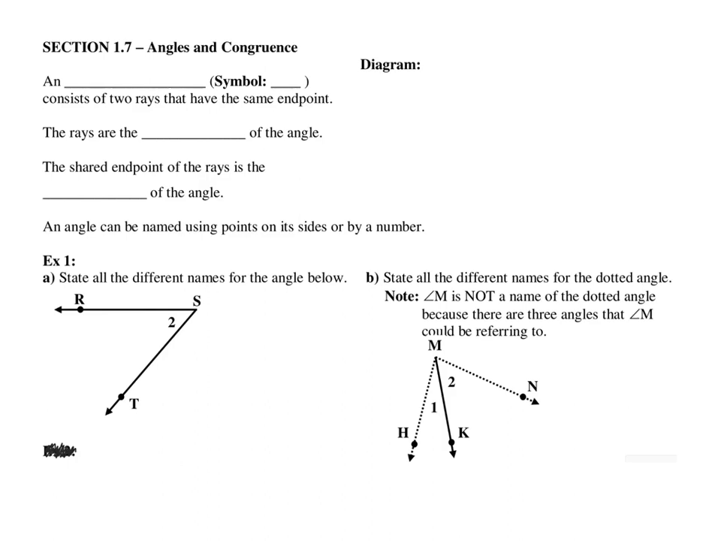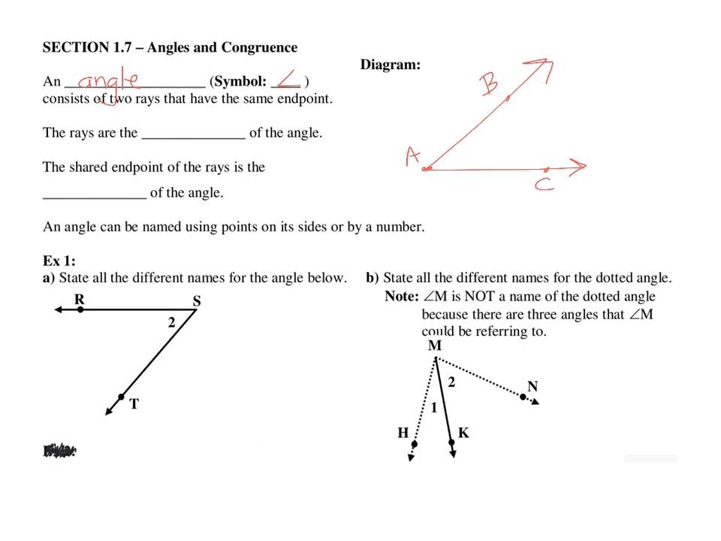All right, starting lesson 1.7, angles and congruence. An angle, and here's the symbol for an angle, a slanted L, consists of two rays that have the same endpoint. Okay, so two rays, call this AB, and here's the second ray, call it AC.